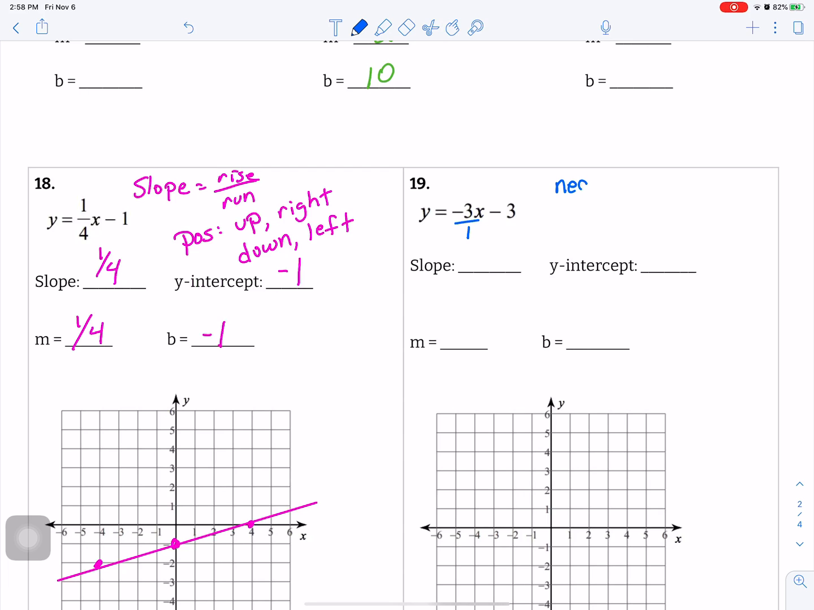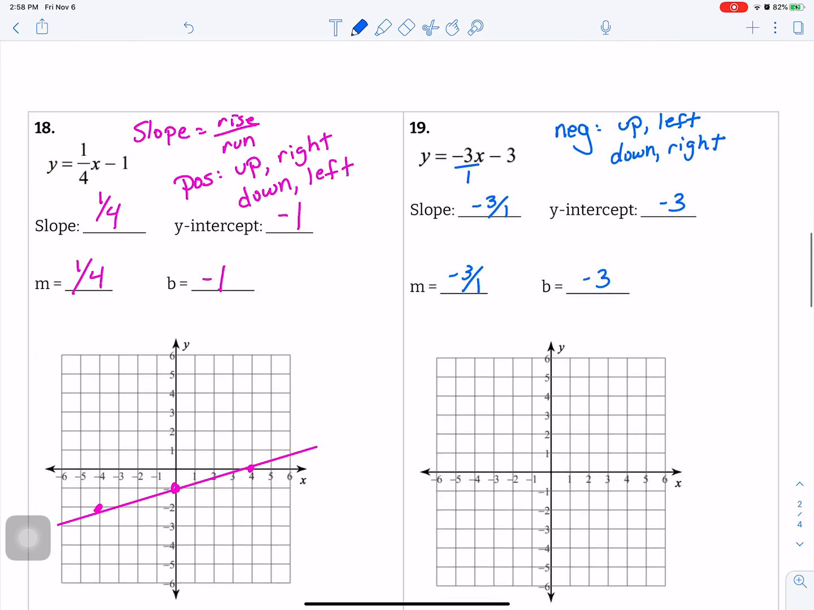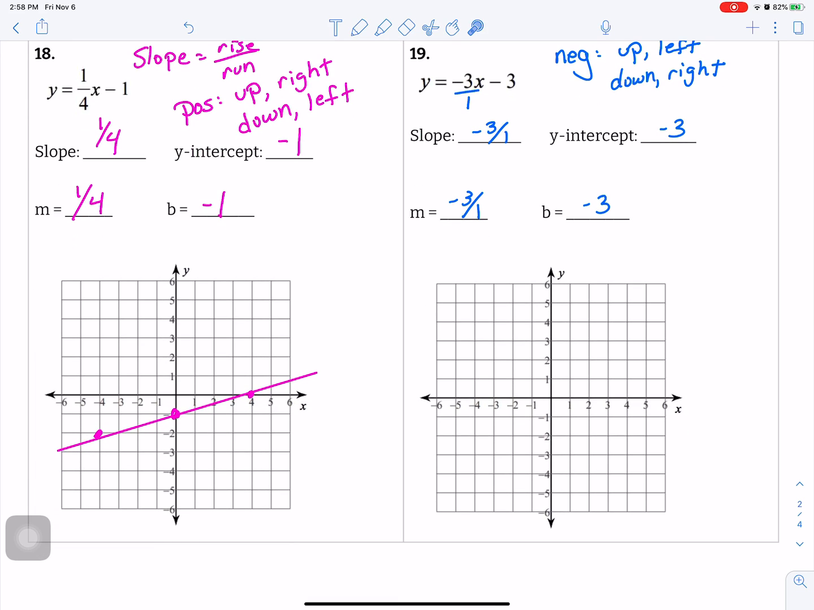And if you have a negative slope, if you go up, you're going to go to the left when you graph to make it so that the graph is going down. Or if you go down, you're going to go to the right. So my slope is -3/1. You could just write -3 if you want. My y-intercept also happens to be -3. So starting on my graph, again, my y-axis, I'm going to go to -3, and that's where I'm putting my first dot.